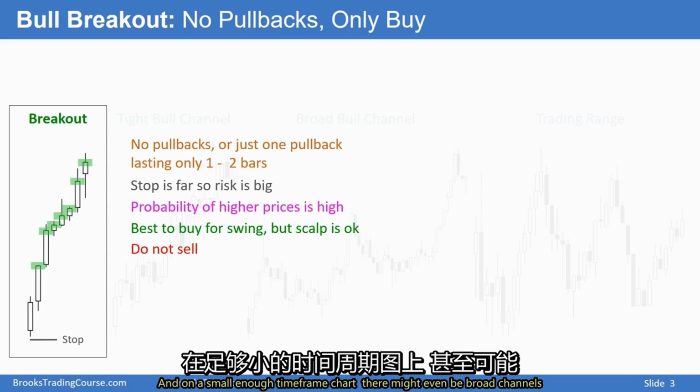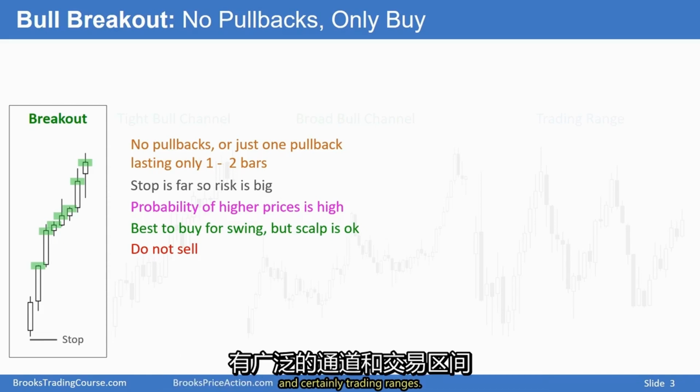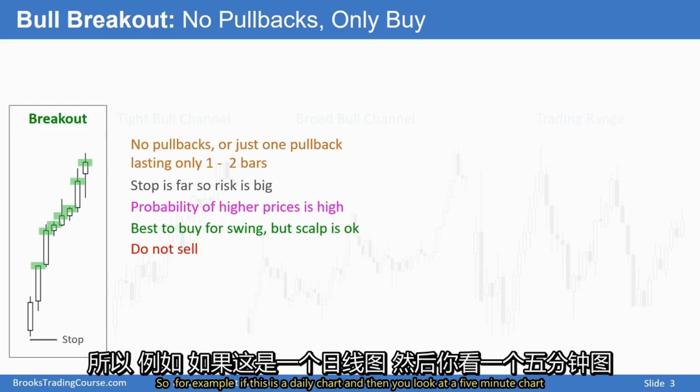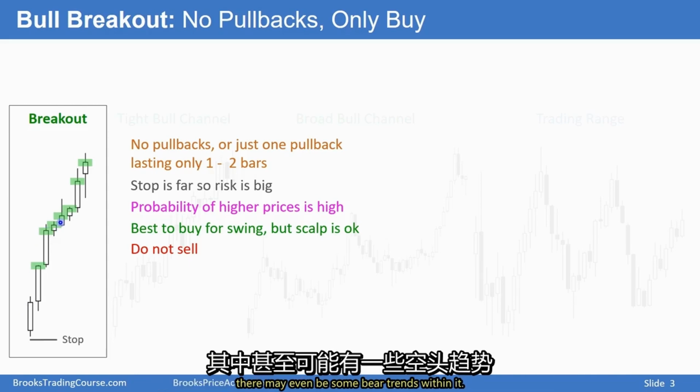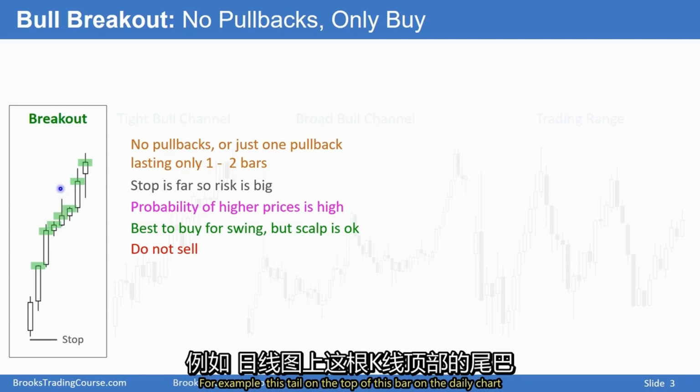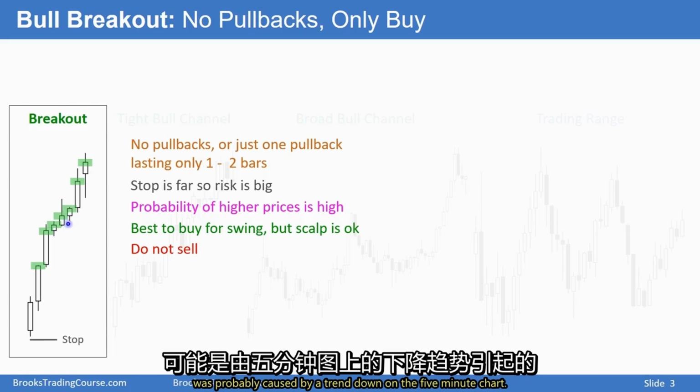And on a small enough time frame chart, there might even be broad channels and certainly trading ranges. So for example, if this is a daily chart, and then you look at a 5-minute chart, there may even be some bear trends within it. For example, this tail on the top of this bar on the daily chart was probably caused by a trend down on the 5-minute chart.